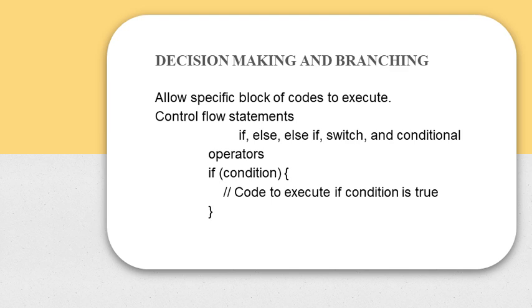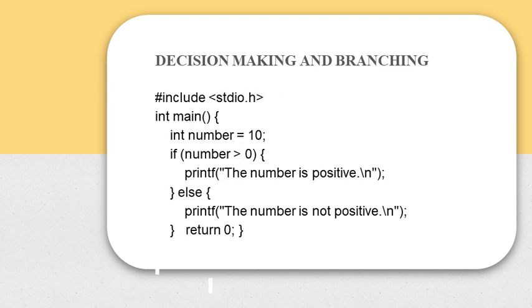Here is the syntax of if statement. If the condition is true, the block of code will get executed. If it is not true, the code will be skipped. If else statement. It executes one block of code if the condition is true and another block of code if the condition is false. In this example, the condition checked is whether the number is greater than 0. If the number is greater than 0, it is said to be positive. If the condition is false, the output is the number is not positive.